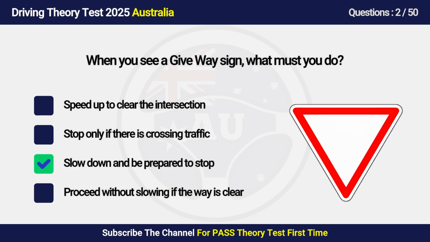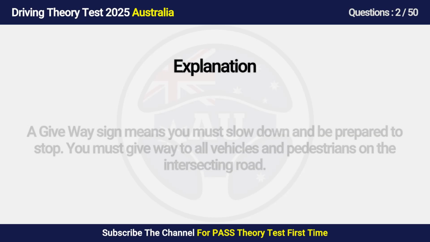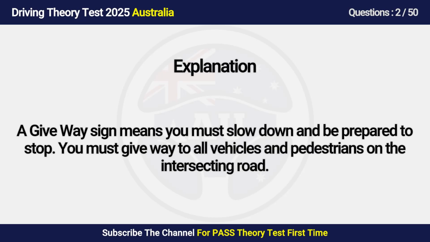Answer is C. Slow down and be prepared to stop. A give way sign means you must slow down and be prepared to stop. You must give way to all vehicles and pedestrians on the intersecting road.